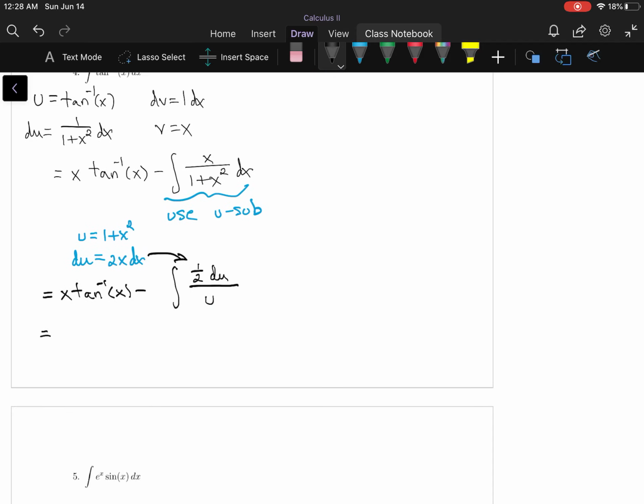And so if I continue with this, I have x times arctan of x minus, I'm going to pull that 1/2 out, and when I integrate 1 over u du, I get the natural log of u, but u is 1 plus x squared, plus c.